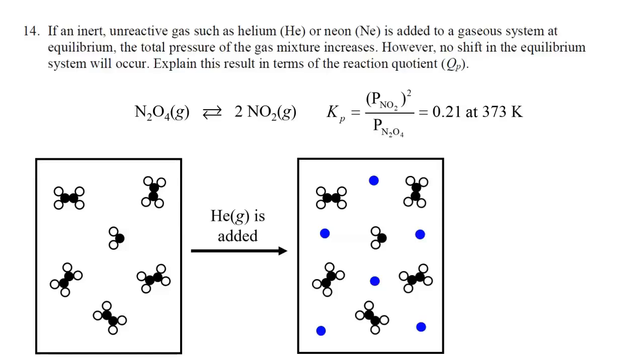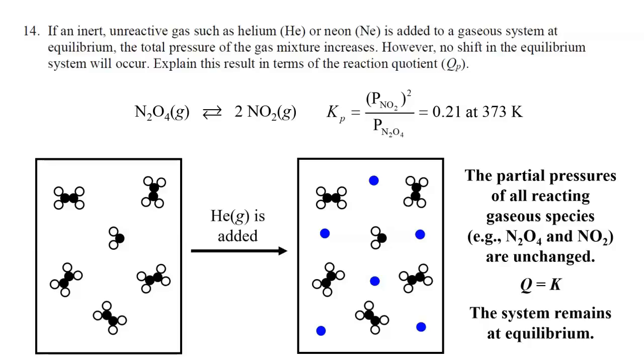Did the partial pressure of N2O4 change? And the answer is no. Did the partial pressure of NO2 change? Again, the answer is no. So even though the total pressure of the gas mixture was increased, helium is not part of the equilibrium system. It's not one of the reacting species. So the partial pressures of all of the reacting gaseous species, in this case, N2O4 and NO2, remain unchanged by the addition of helium. So Q remains equal to K. The system is still at equilibrium.